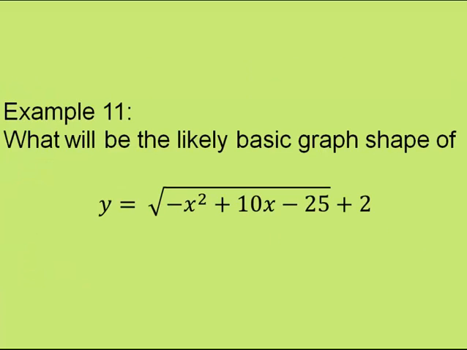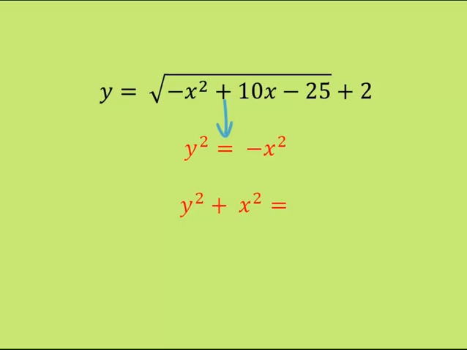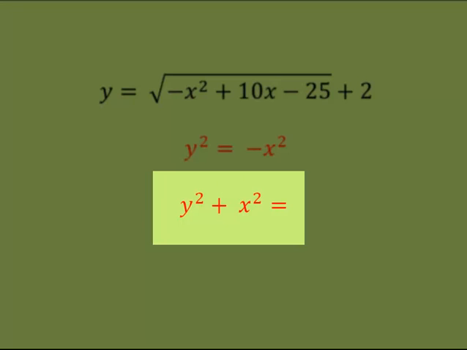Here's an example. What will be the likely basic graph shape of y equals to all of this? You notice there's a translation up 2 units there. You note that and then ignore it and focus on this quadratic expression. You proceed with the process where you square both sides. Just worry about the x squared and y squared terms. Move the x squareds over to the one side. They have the same coefficient. Now, this reminds you of a circle. The radical, you think semicircle. The plus 2, it's translated up 2 units. So we would normally conclude this to be an upper semicircle translated up 2 units.